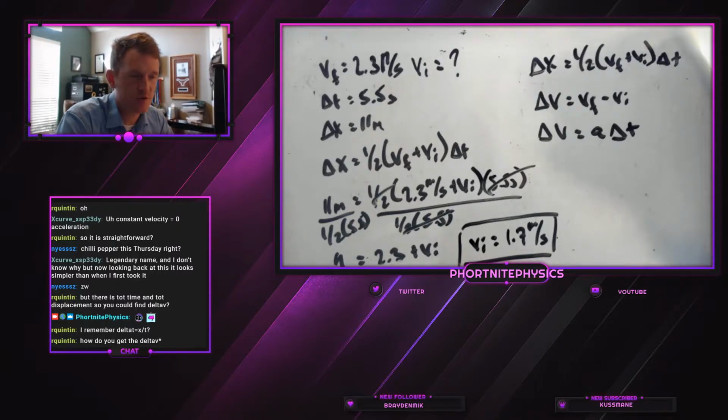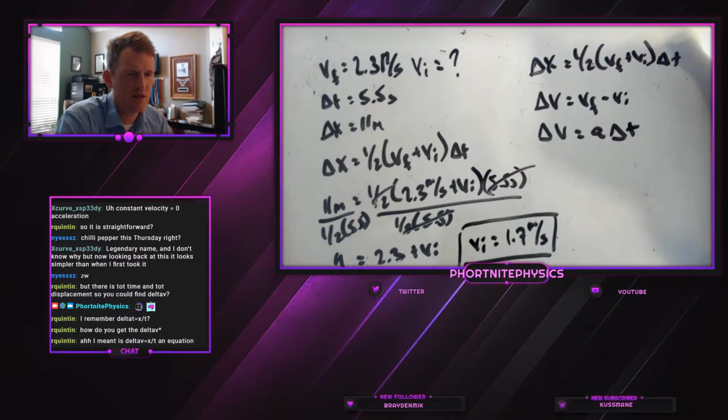But yeah, those are the two to find delta v. Yeah, that's not an equation. Average velocity equals total x divided by total time, or an instantaneous one for some smaller section of it. But no, you can't find delta v that way.